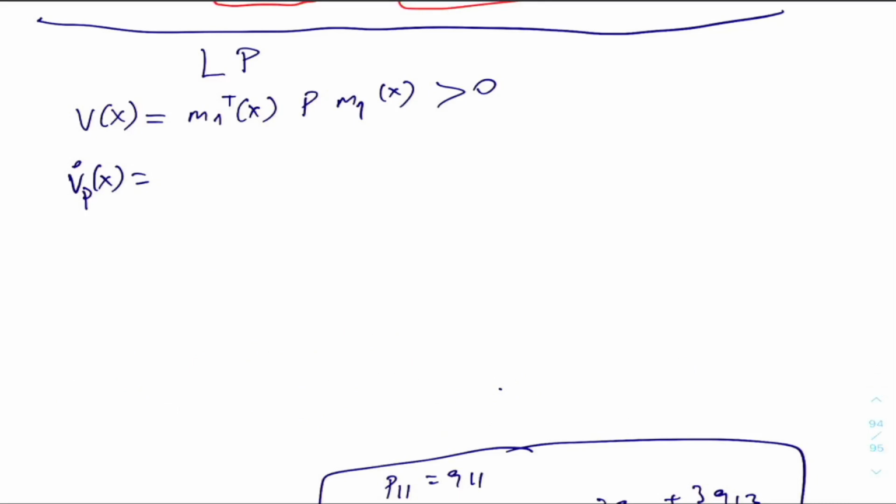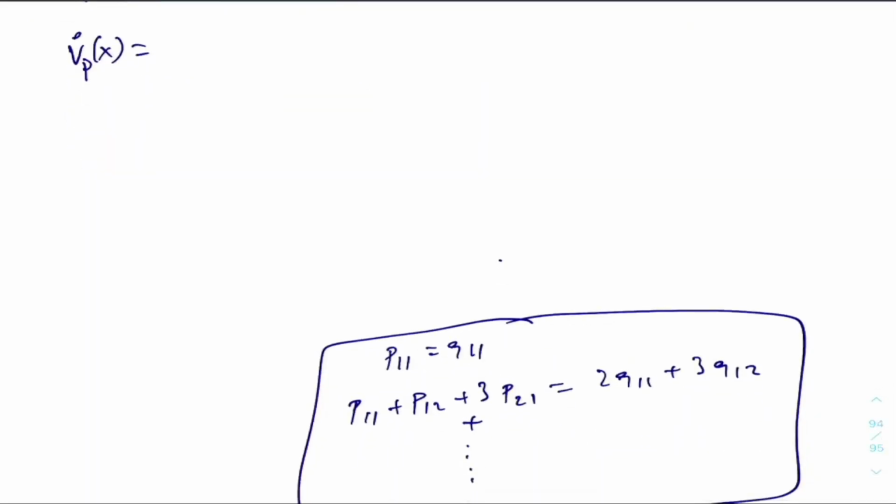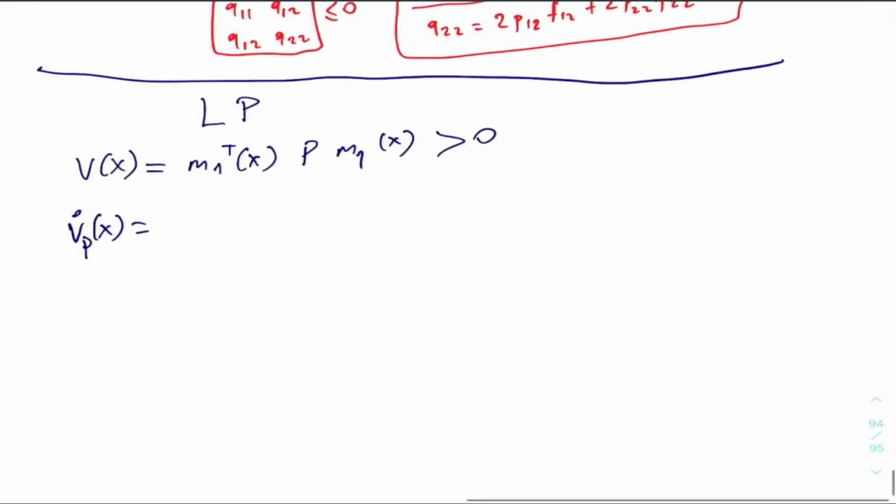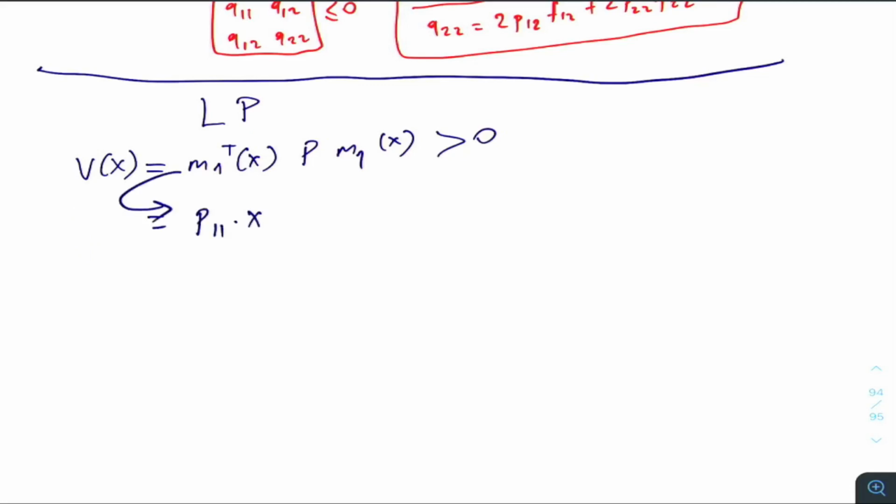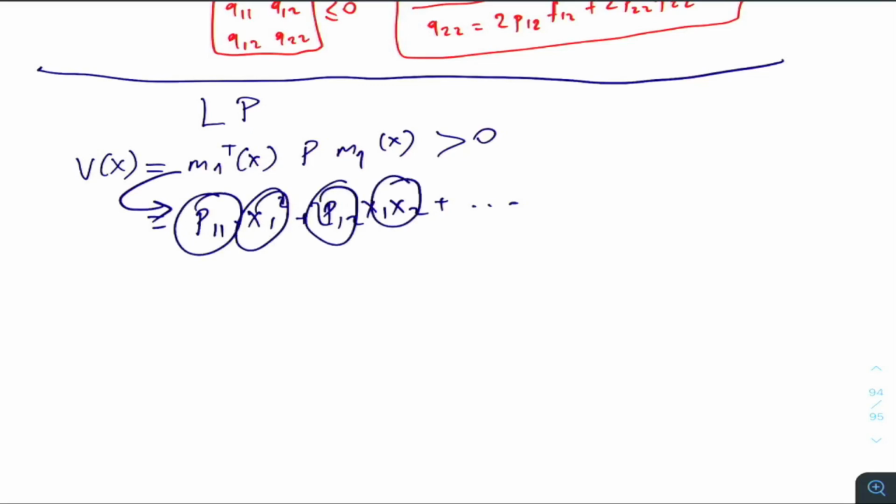And what is the condition? V of x just must be positive, right? All right, so you are going to expand this. Some p term, some x term, some p term, some x term, right? You are just going to expand this, and you are going to generate here.